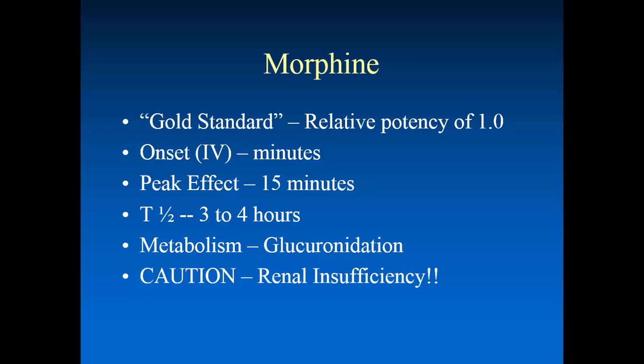It is water soluble, and that's important to remember as compared to medications like fentanyl. And its metabolism is via glucuronidation. The important thing to remember with morphine is that one must be cautious with renal insufficiency, because metabolites do develop and can cause increased hyperexcitability, agitation, delirium, and even seizures.